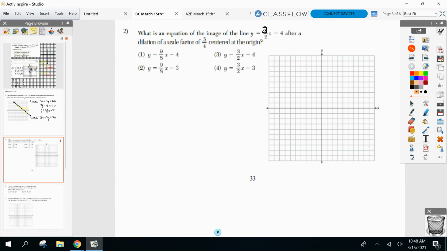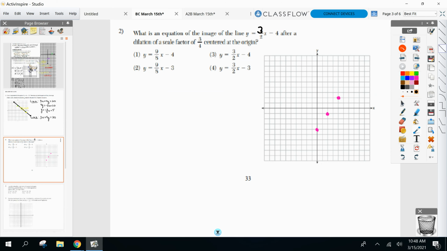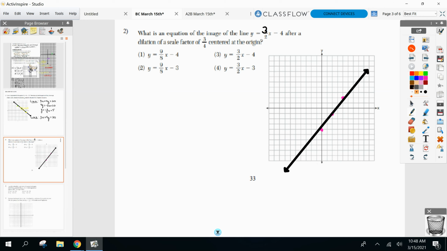All right, well, what's this line look like first, right, guys? Let's see, down 1, 2, 3, -4 is my y-intercept. I can go up 3 over 2. Up 1, 2, 3 over 2. So there's my line that I'm going to dilate around the origin. Is the origin on this line? No, so it's not going to stay the same line like last problem. The origin's not on there, so how am I going to do this one?